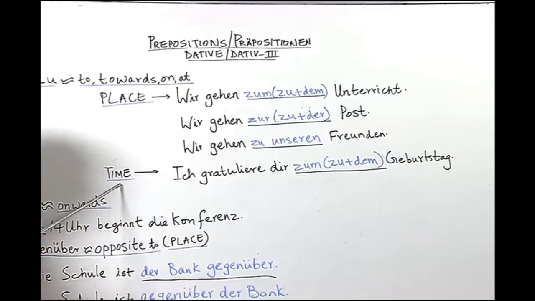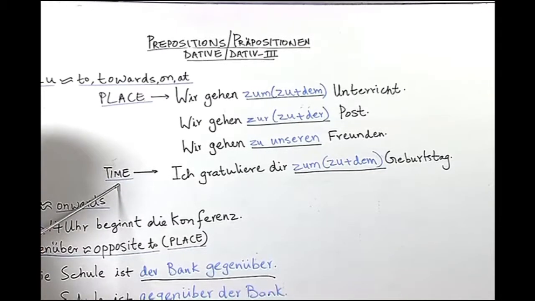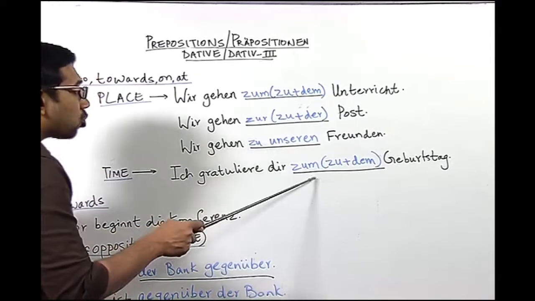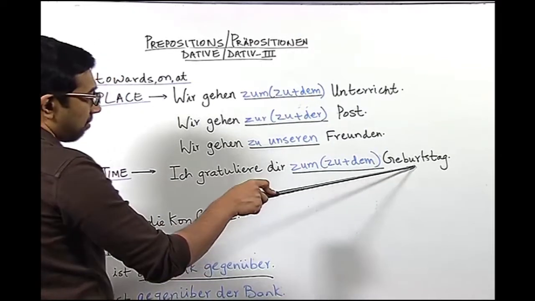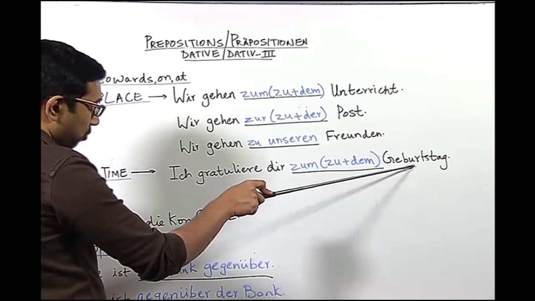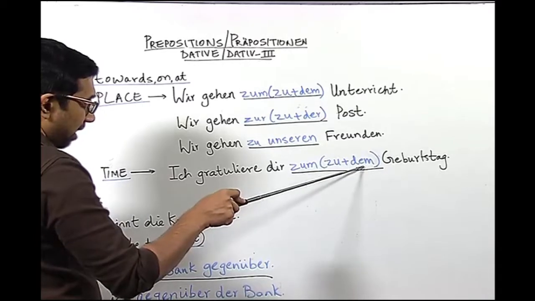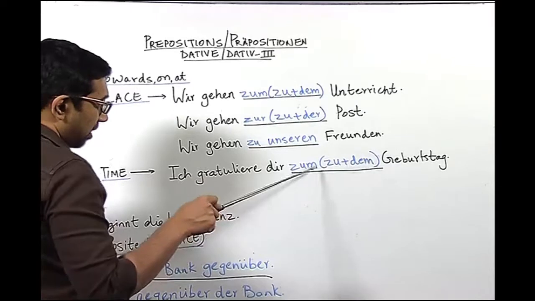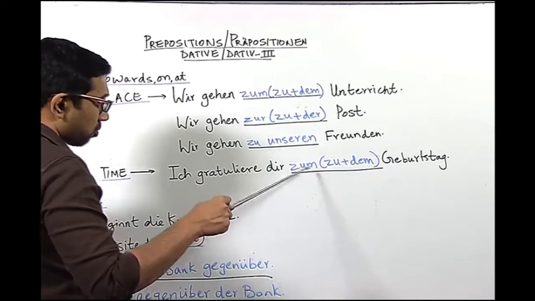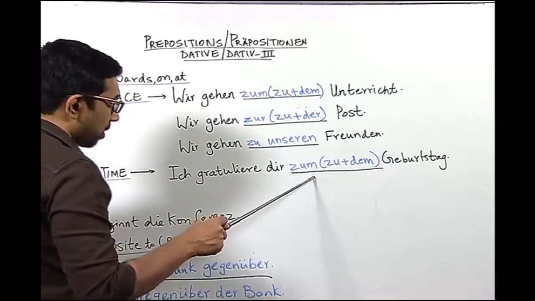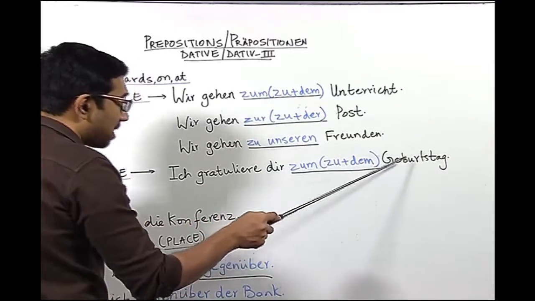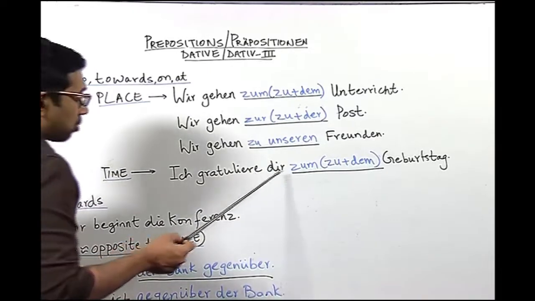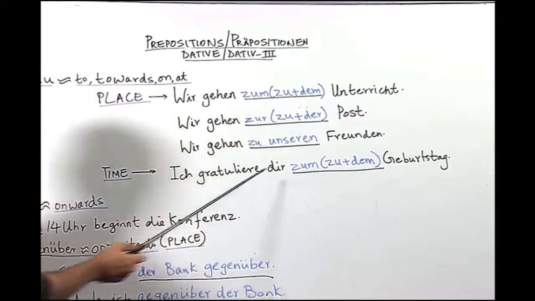Now, the preposition zu is also used in the context of time. Here we have the sentence Ich gratuliere dir zum Geburtstag. Here we have the noun Geburtstag, which is der Geburtstag. In dative it becomes dem, and like in the previous example, when we combine zu and dem it becomes zum. So, we have Ich gratuliere dir zum Geburtstag. Here Geburtstag is a time element, so we use it. In English, perhaps we can say I congratulate you on your birthday.